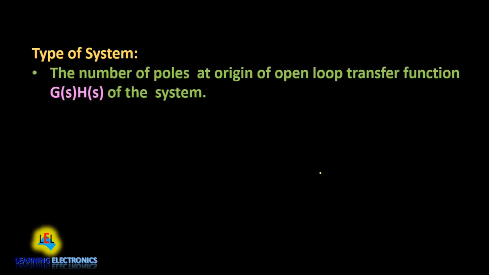Okay, so what is type of system? It is the number of poles that are present at origin of open loop transfer function G(s)H(s) of the system. So the number of poles which are present at the origin in the open loop transfer function G(s)H(s) of the system is called as type of system.